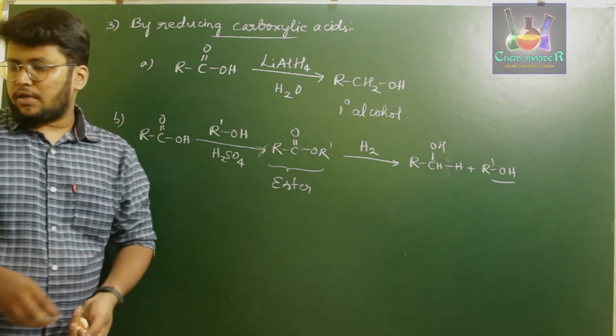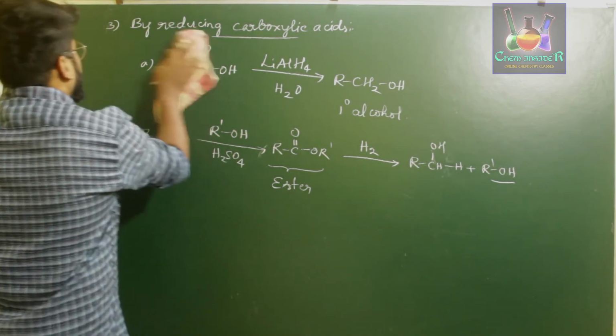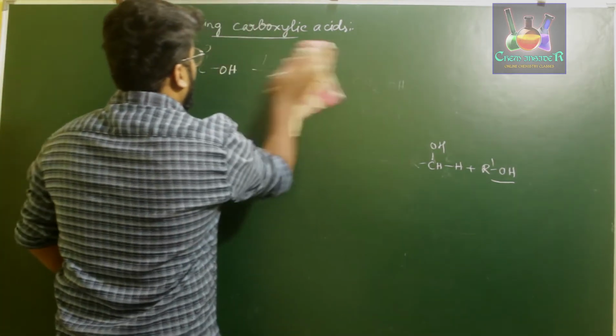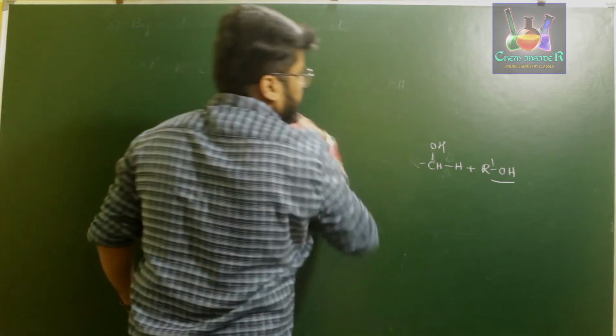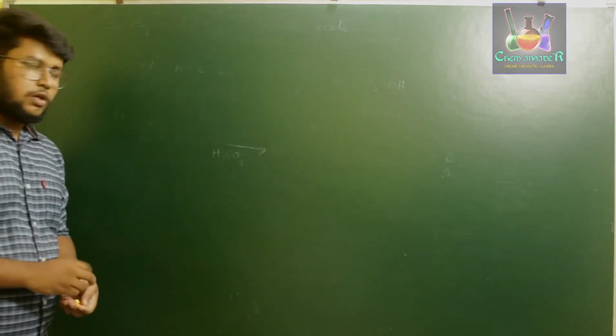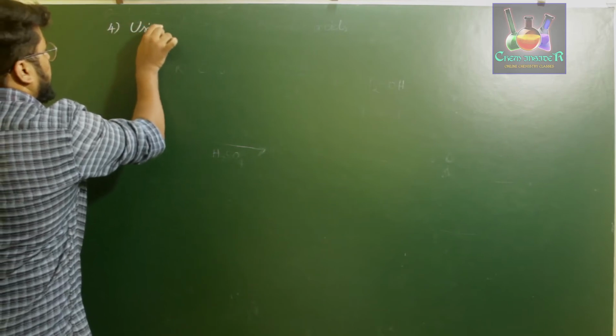Okay. Next we are going to prepare alcohol using Grignard reagents. So the fourth process of preparation, that is using Grignard reagent, is quite an often used method to prepare alcohols from carbonyl compounds. So using Grignard reagent.